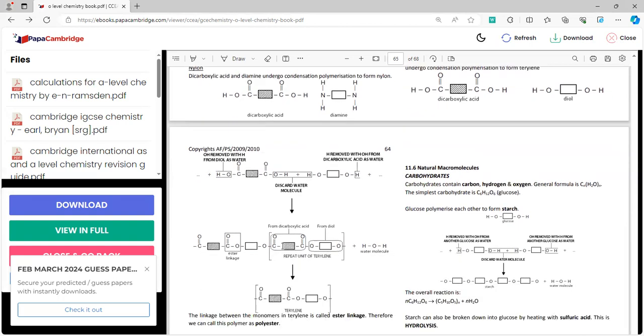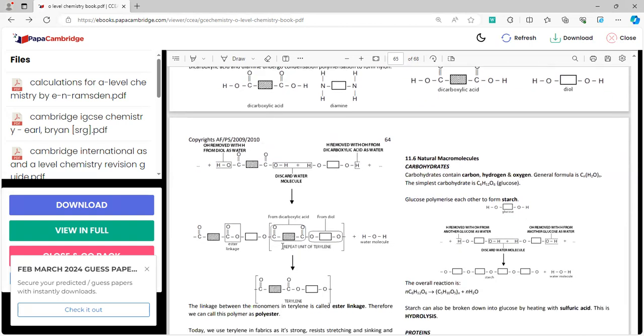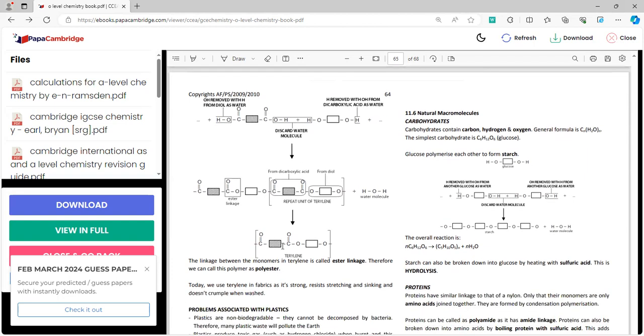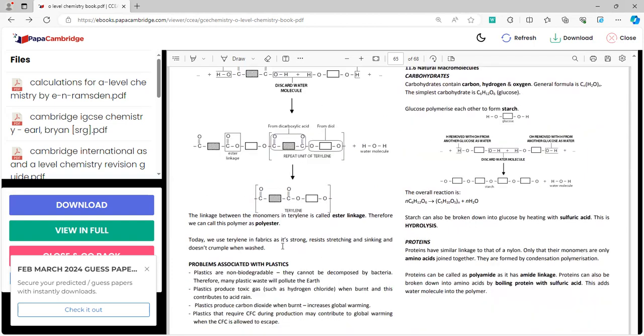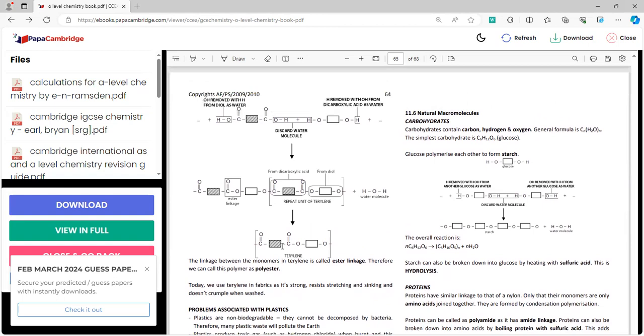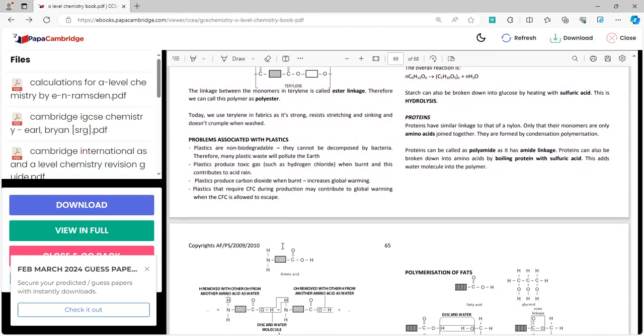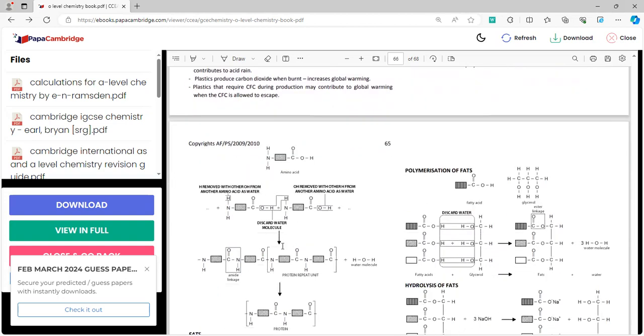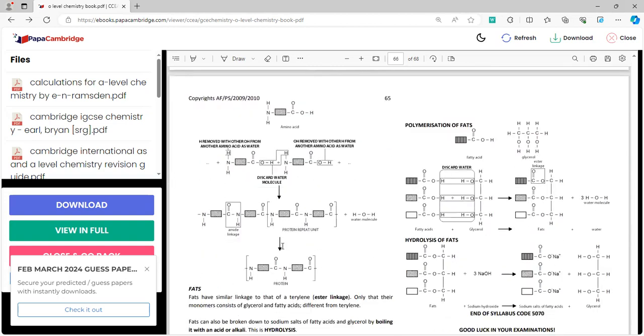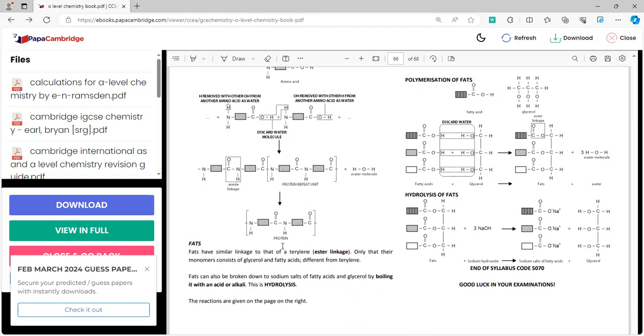The natural macromolecules in our everyday lives are carbohydrates, proteins, and fats. Proteins are made up of repeating amino acids. Similarly, carbohydrates are comprised mainly of glucose, whereas fats are comprised of fatty acids and glycerol, which combine to form esters. I hope you like the video.